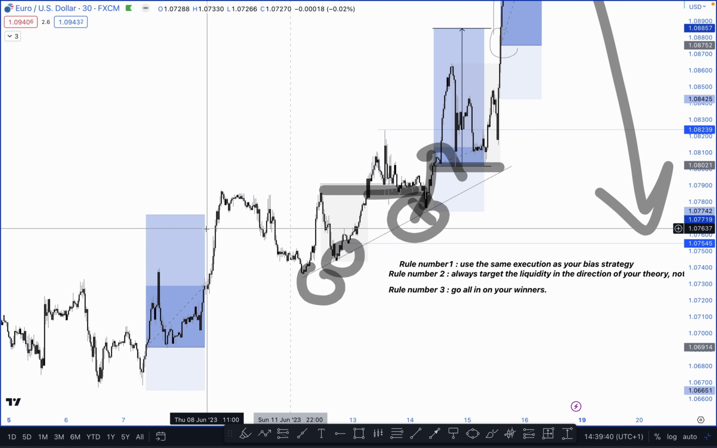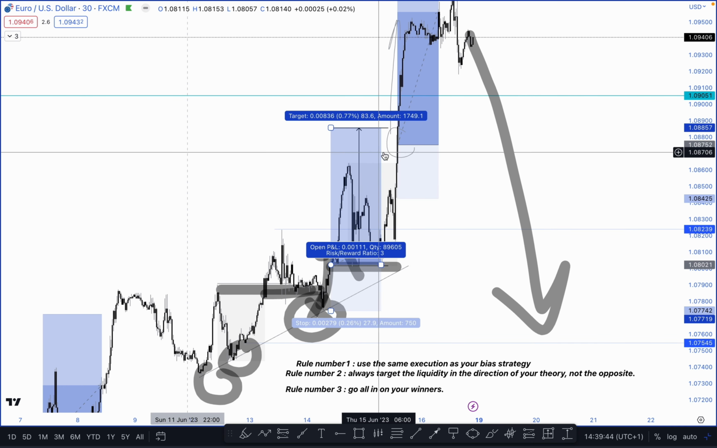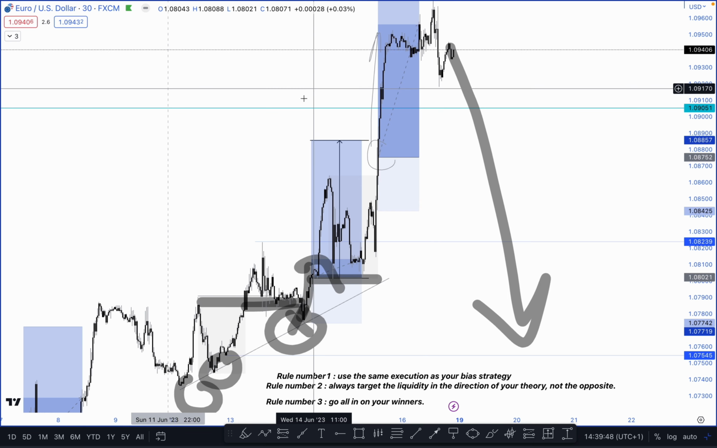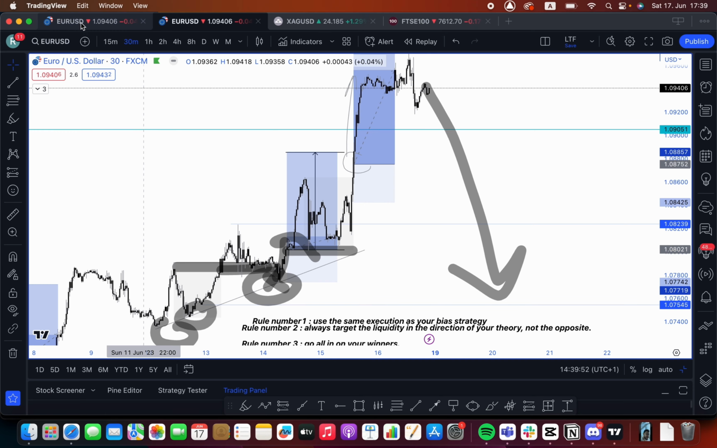So what I do: take one trade, done. Look for another opportunity. Take this trade, done. Look for another opportunity. Take this trade, done. And then I will look for another opportunity. So go all in, scale in on your winners. Choose your theory. That's it.